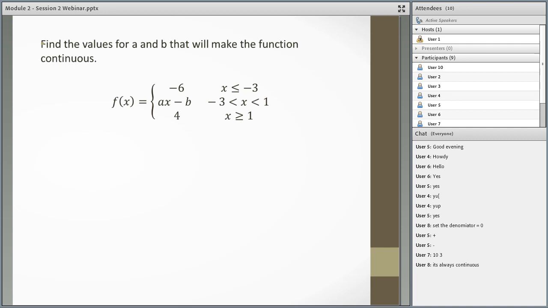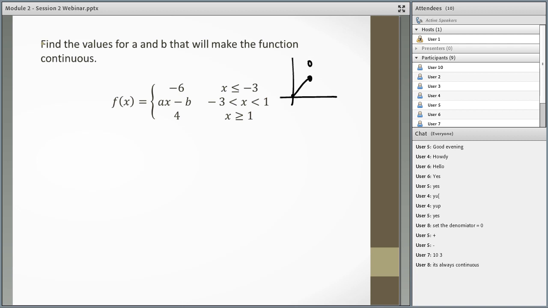All right, let's go to the next one. So I want us to find the values for a and b. So a and b are some constants, some numerical values that will make this function continuous. So we have a piecewise function. A piecewise function, again, just has different parts of the graph, and what we want to do is make this so that it is continuous.